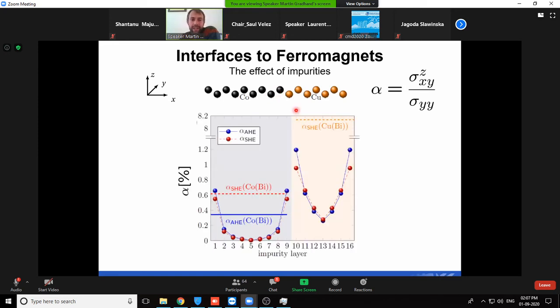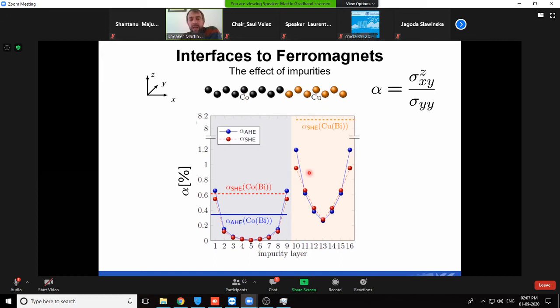And this is the full result. Let's focus only on the spin Hall angle here. This line here is the spin Hall angle a bismuth impurity in a pure cobalt crystal would generate. This is the number which a pure copper system with bismuth impurity would create. And then you see what would be the spin Hall angle as we place the bismuth impurity at those different places. The first thing is you dramatically reduce the bulk effect. That's one feature.